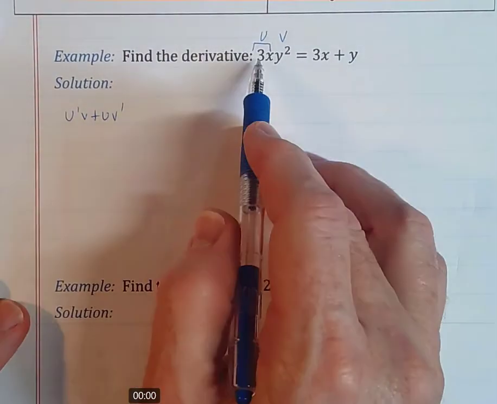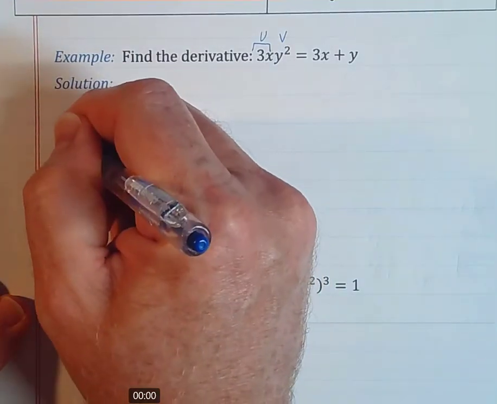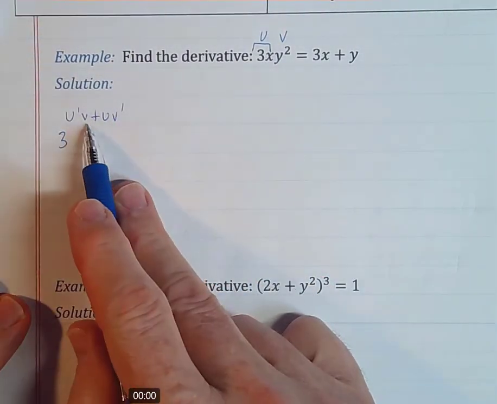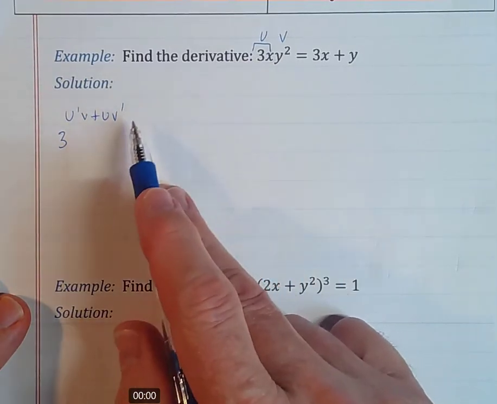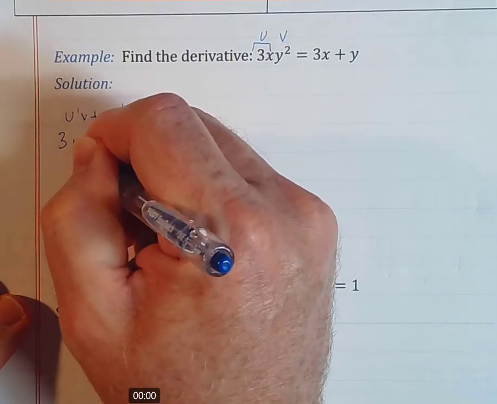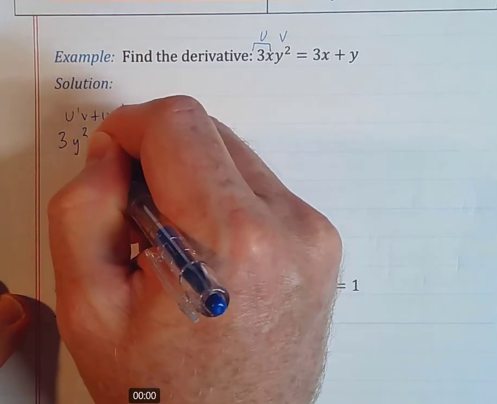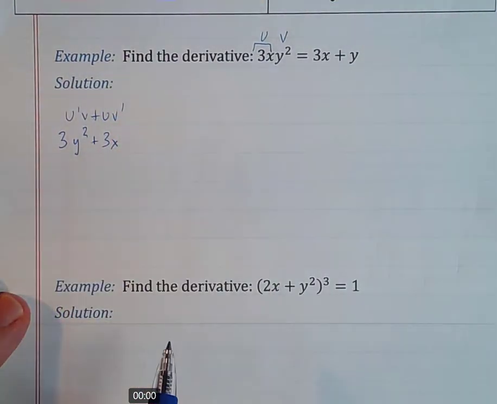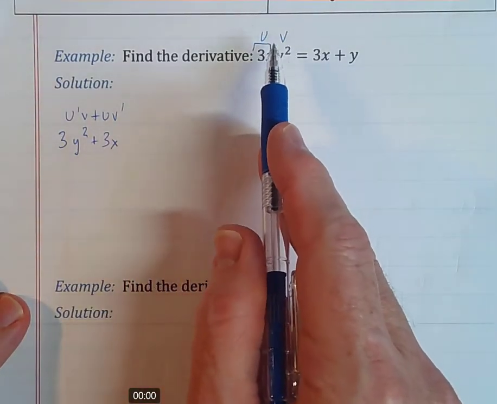The derivative of u, the derivative of 3x, gives me 3. V is y squared. Now notice I'm not taking the derivative there. I'm just writing down y squared. Plus u, which is 3x, times v prime. Now I'm taking the derivative of y squared.